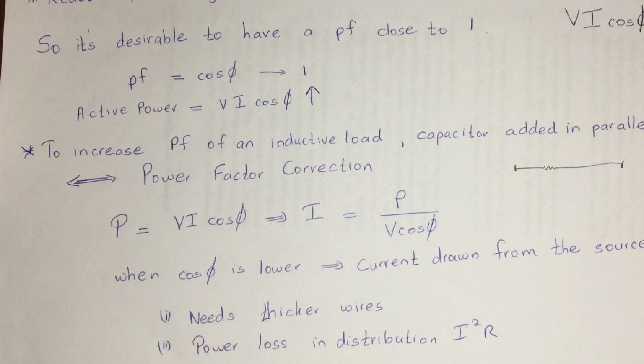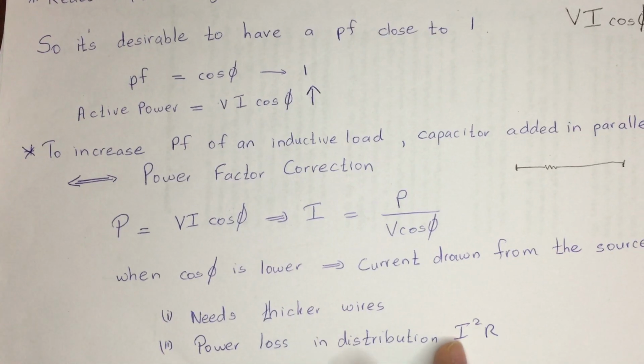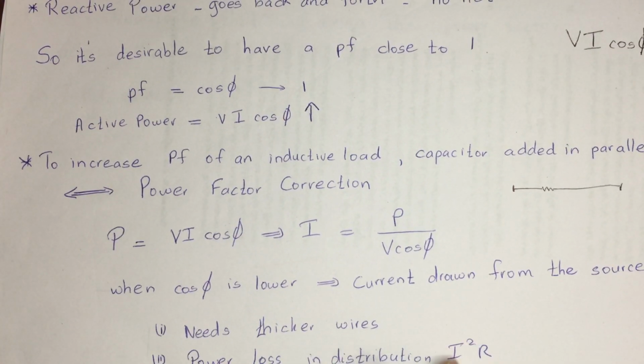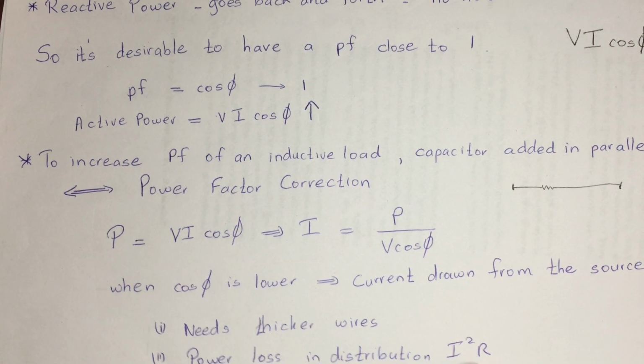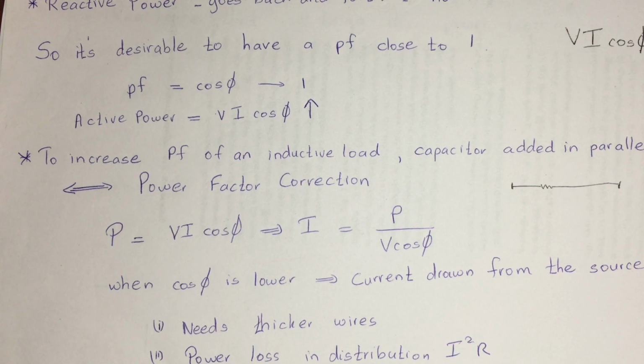Likewise, the second problem is that it needs thicker wires. The reason is to lower this power loss in the distribution. If we can't control this I, we need to reduce this R, which simply means we are going to have thicker wires. When the cross-section area of the line increases, the resistance of that line is going to decrease. But to increase that cross-section area, we are going to spend a lot of money to buy the lines.